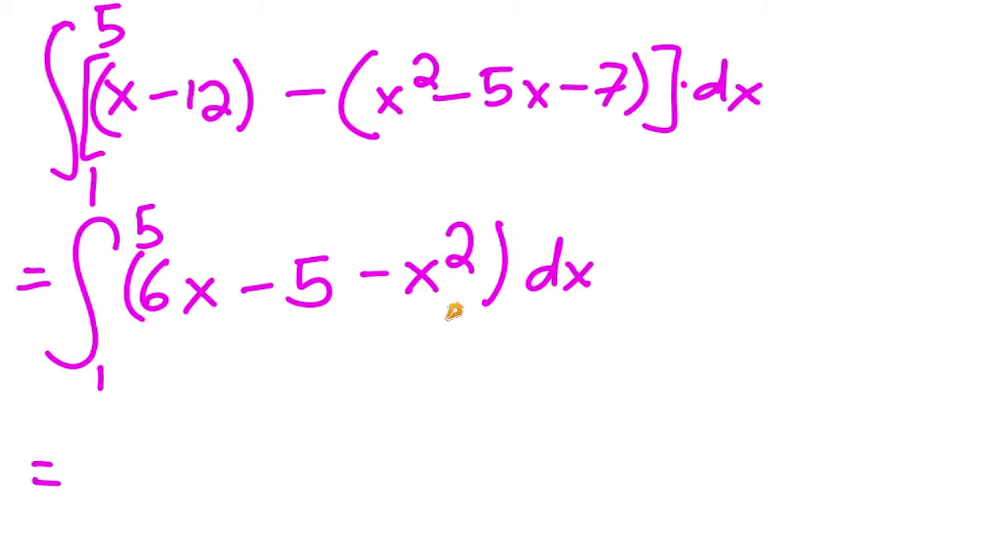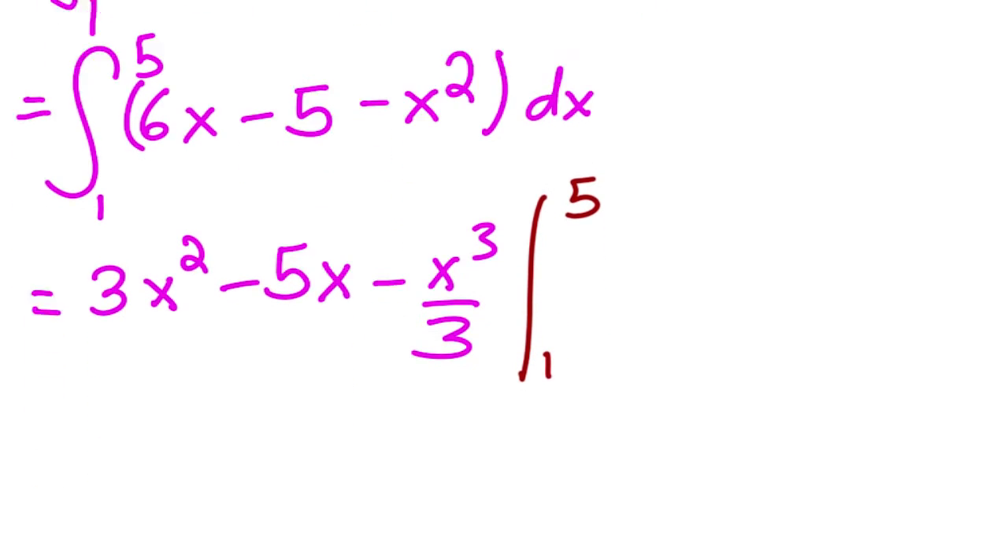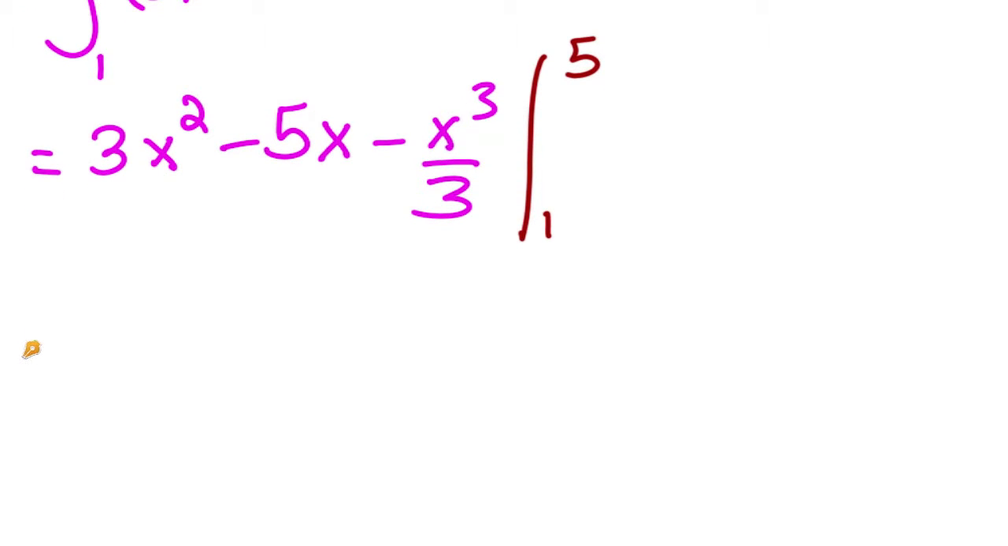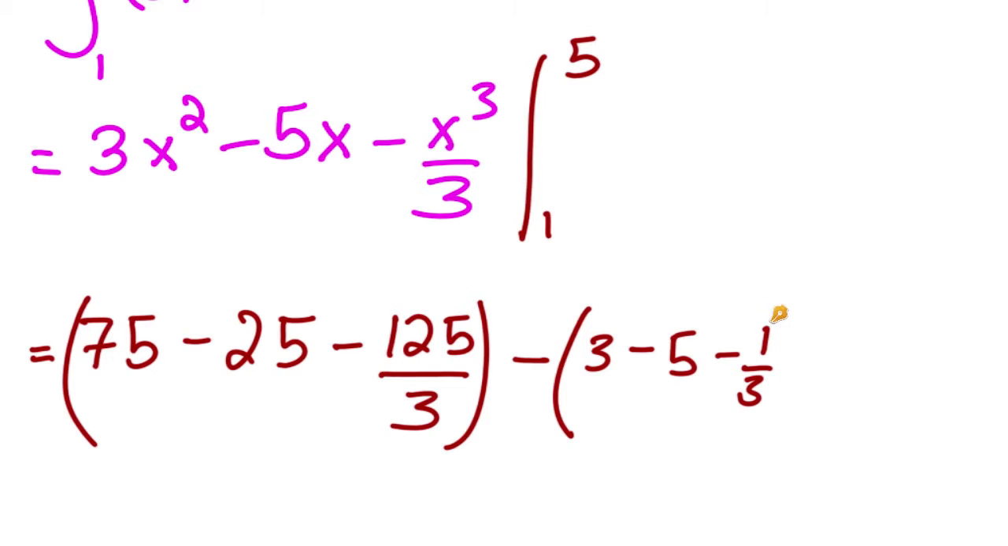And so then we get the antiderivative of this. So this is going to be 3x squared minus 5x minus x cubed over 3, evaluated from 1 to 5. Okay, so then we just plug it in. So plug in 5. 5 squared is 25 times 3 is 75, and then minus 25 minus 5 cubed, which is 125 over 3. And then minus, we plug in 1, so we would get 3 minus 5 minus 1/3.